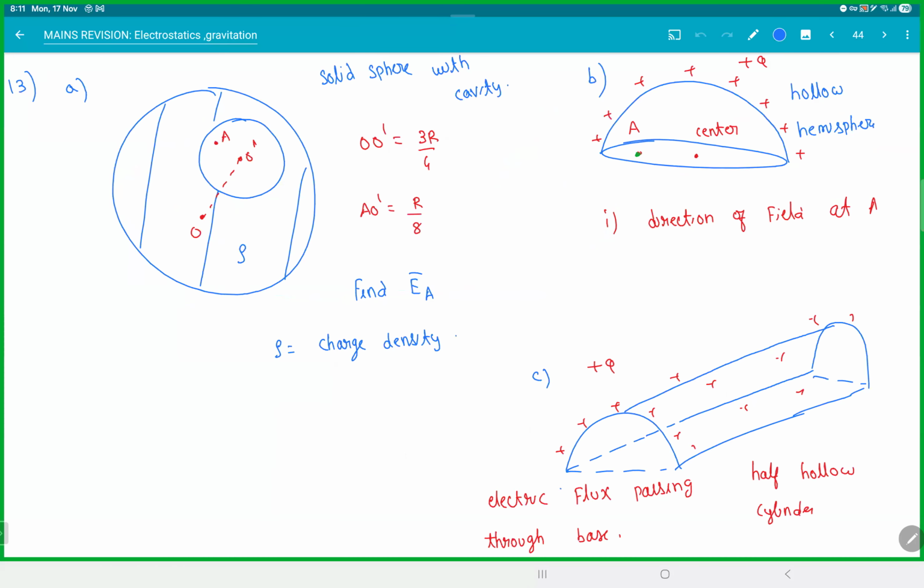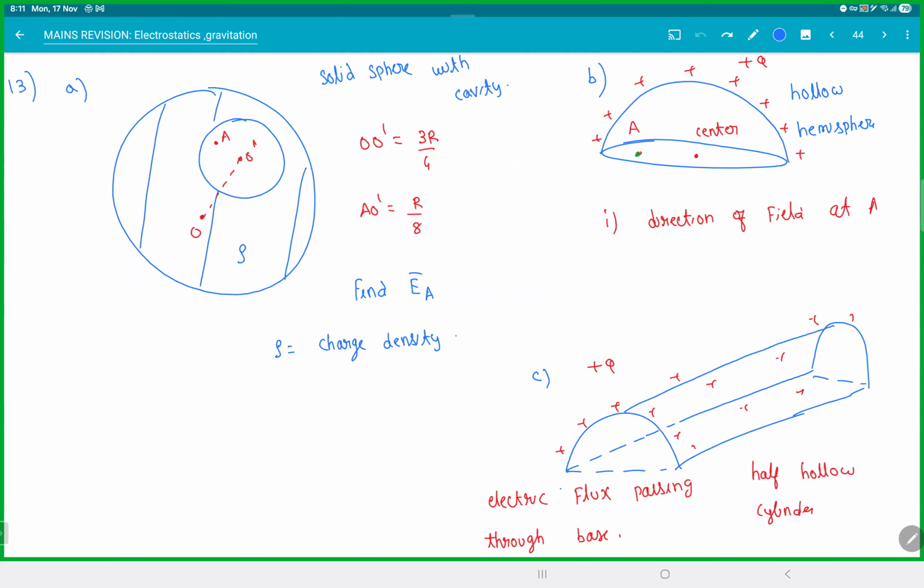Let's get these 3. We have a solid sphere with a cavity. So O and O dash, O dash is the center of the cavity, O is the center of the sphere, and A is a point inside the cavity. Distances are given. OO dash is 3r by 4, AO dash is r by 8. Find the electric field at point A.